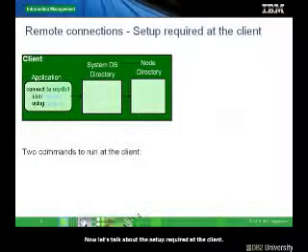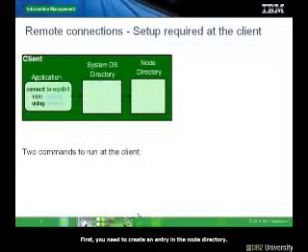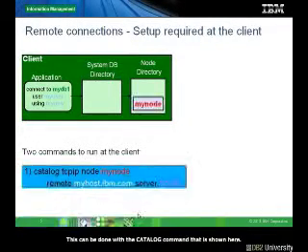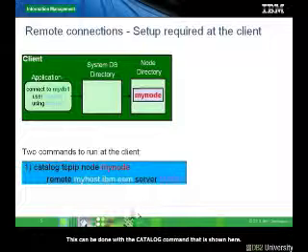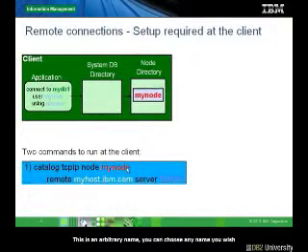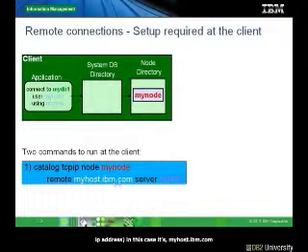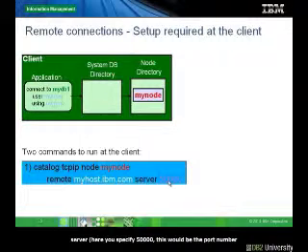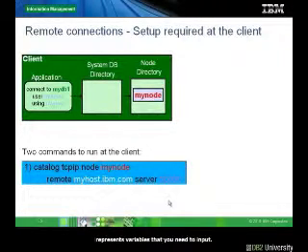Now let's talk about the setup required at the client. First, you need to create an entry in the node directory. This can be done with the catalog command that is shown here. Catalog TCPIP node mynode. This is an arbitrary name. You can choose any name. Remote, then you specify either the host name or the IP address. In this case, it's myhost.ibm.com. Server, here you specify 50000. This will be the port number, or it can also be the service name. Whatever is presented here in colors other than black represents variables that you need to input.